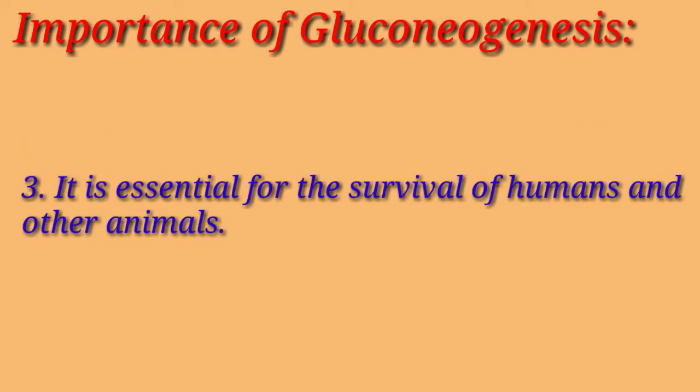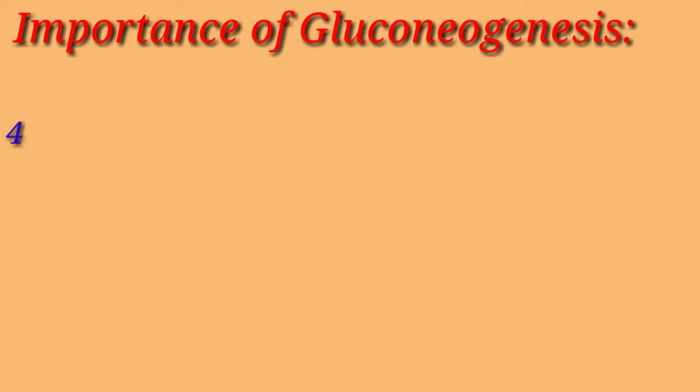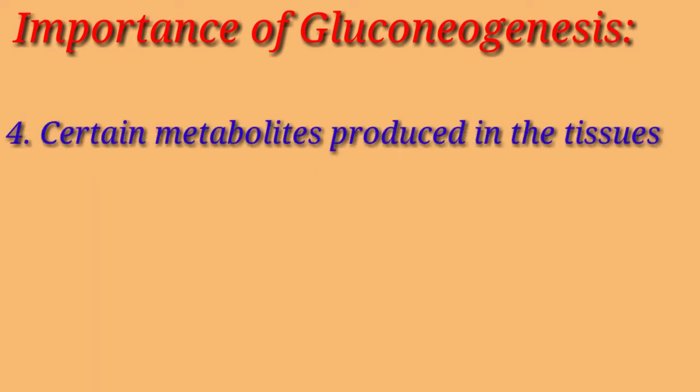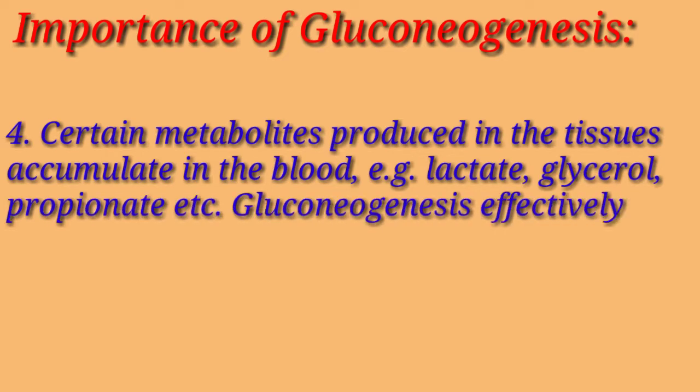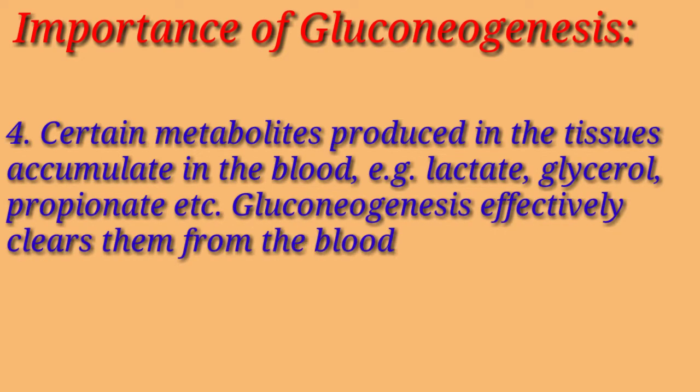Gluconeogenesis is essential for the survival of humans and other animals. Certain metabolites produced in the tissues accumulate in the blood, for example lactate, glycerol, propionate, etc. Gluconeogenesis effectively clears them from the blood.